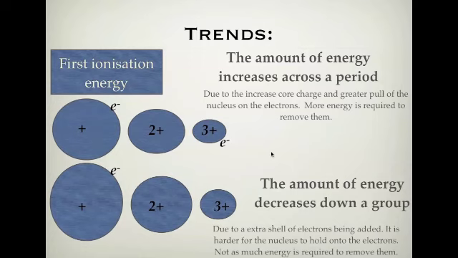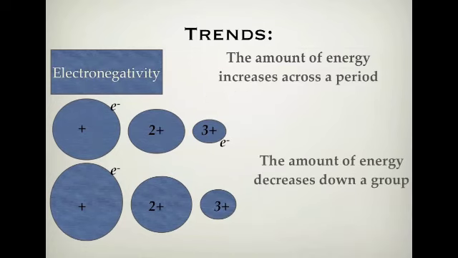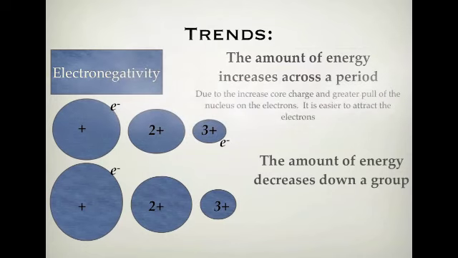Moving on, we have electronegativity. Now, electronegativity is the ability for an element to attract an electron. How easy it is to pull electrons into itself. And as you can imagine, due to the increase in core charge as you're moving across from right to left, the electronegativity is going to increase. So the electronegativity is increasing due to the increase in core charge and greater pull of the nucleus on the electrons. It is easier to attract the electrons because you have a greater core charge.